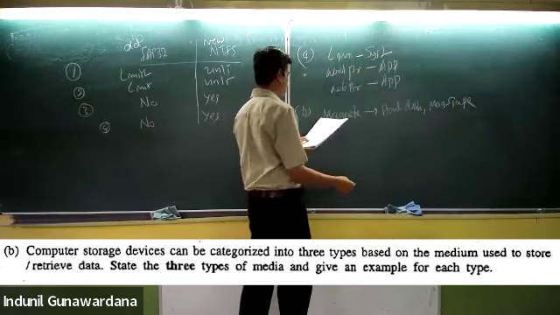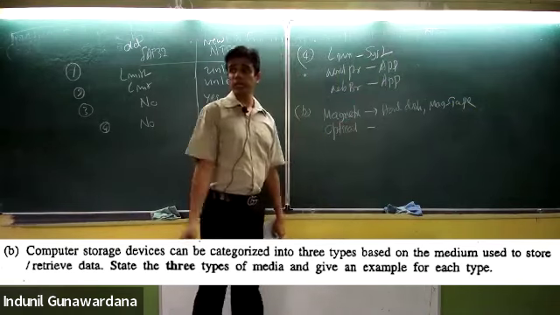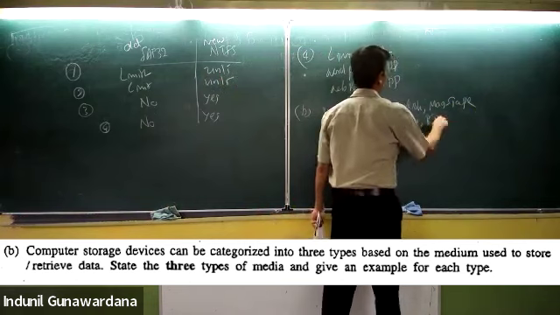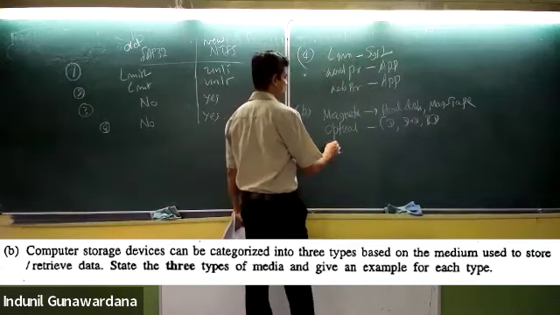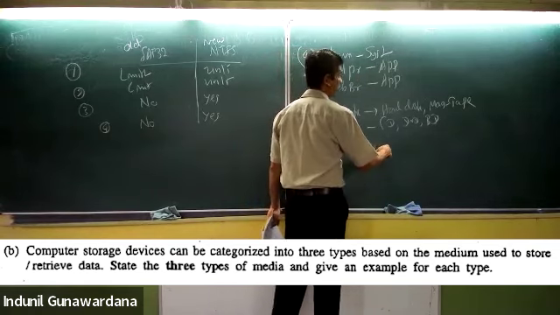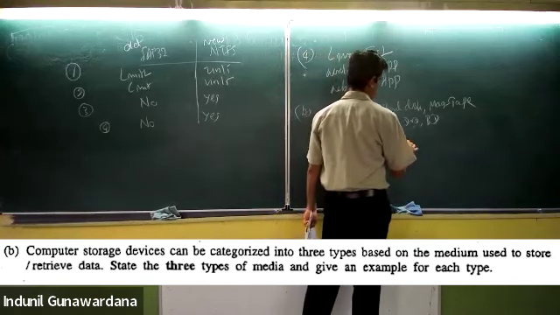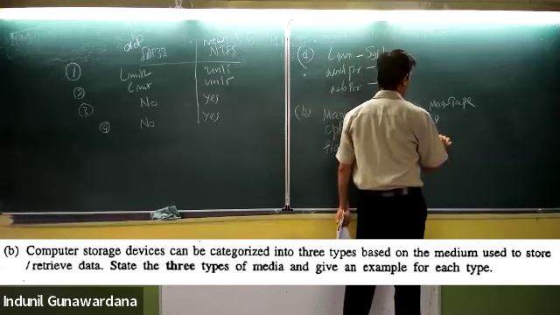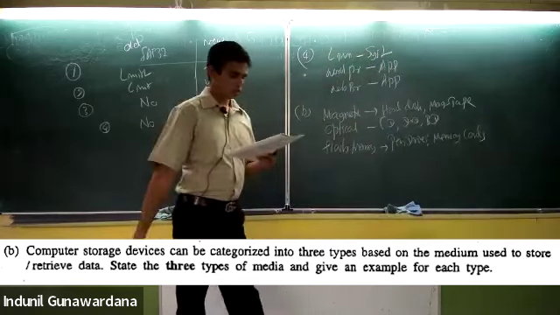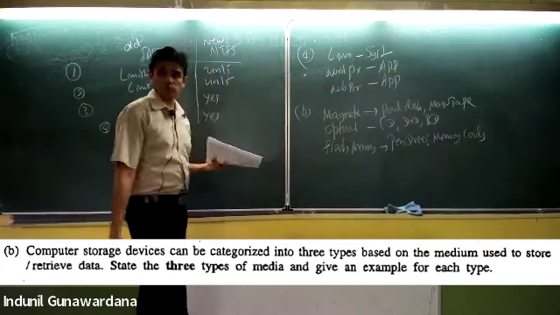Other than that, optical storage is there. What are the examples of the optical category? CD, DVD, even Blu-ray or BD. Next one is flash memory or solid state storage. What is that? Pen drives, memory cards. Right? Then that's for the structured paper. We have to write the answers on the question paper itself.